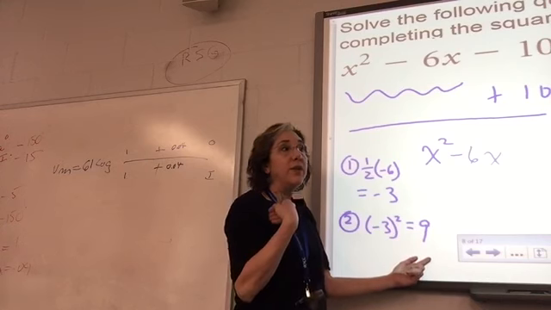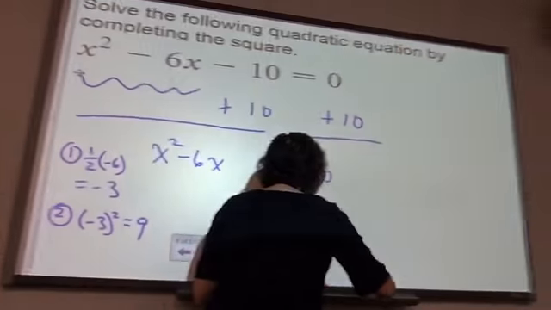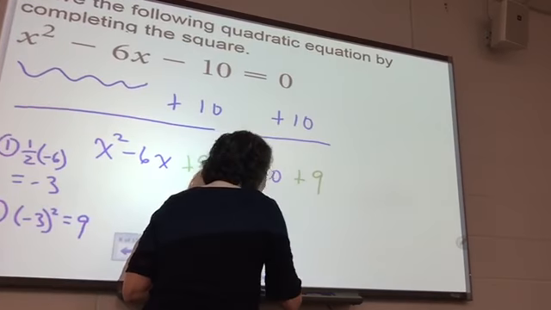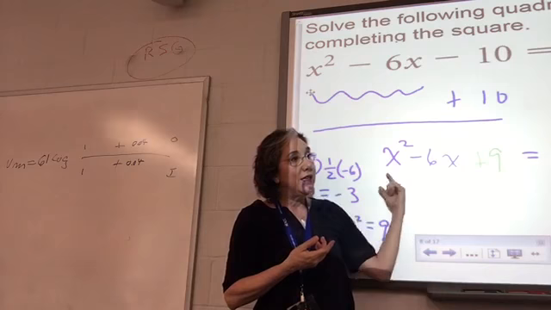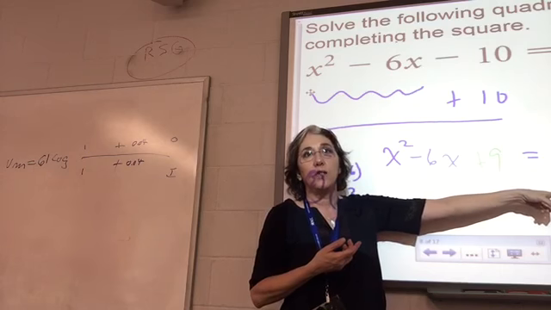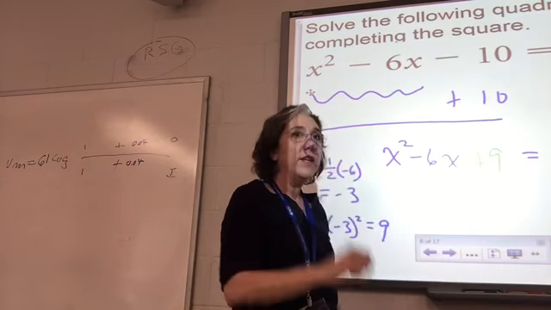So what am I going to do with it? I'm going to add it to both sides. So let's do it in a different color to sort of highlight that. Remember, you've got to keep things balanced. So if I want to add the 9 to this side to create the perfect square trinomial, I've got to add it to the other side as well. We just add 10 and 9.